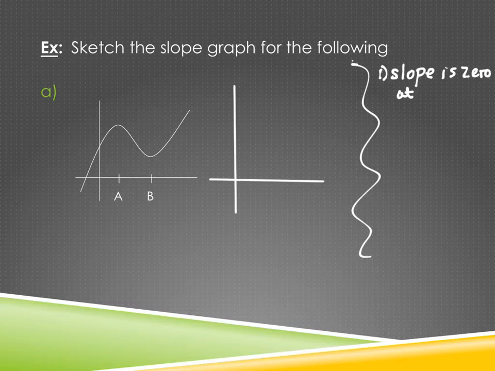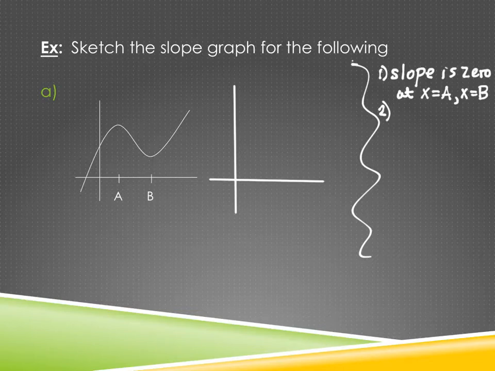Where is the slope 0 on that graph? A. At, you know what, that's a good place to say it, actually. X equals A and X equals B. If you just want to say at A and B, that's fine. And that's it. Step 1 done.